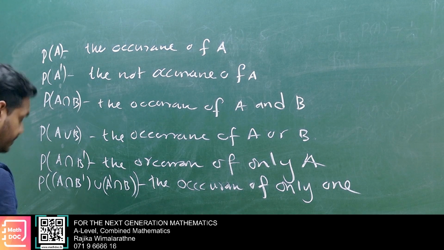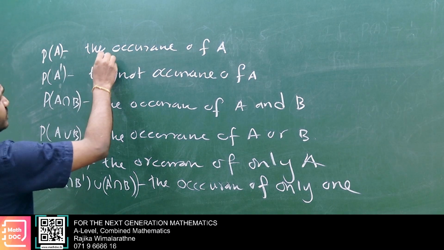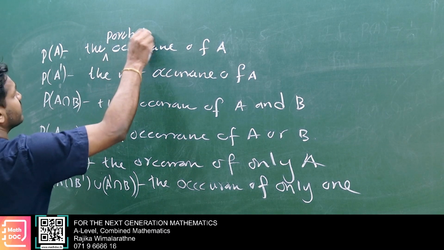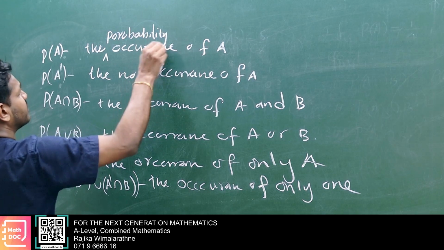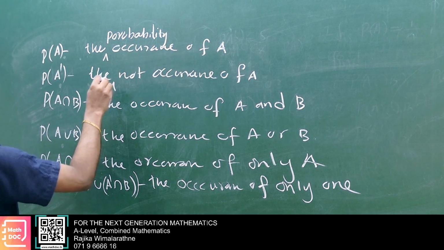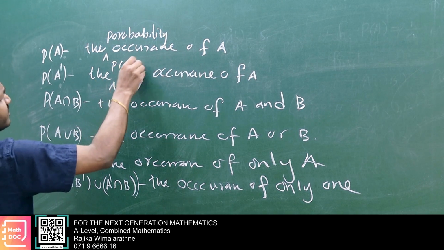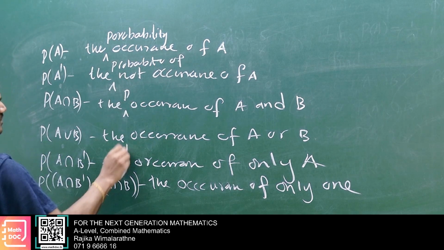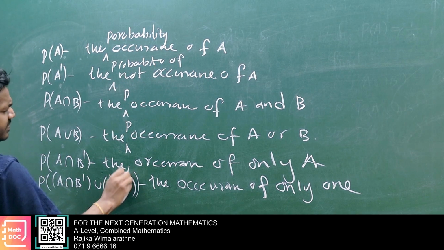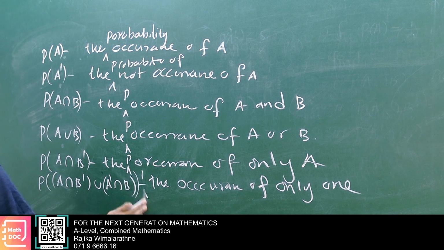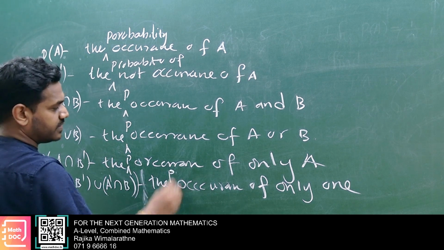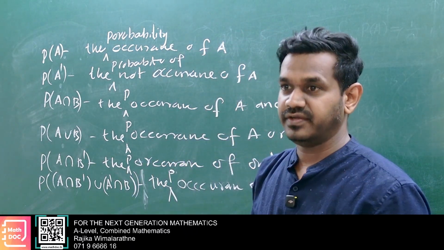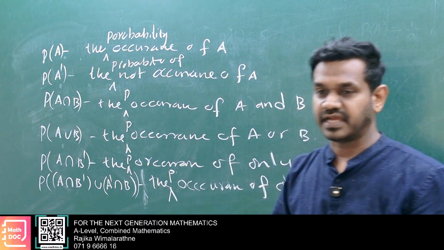Okay, no need to write all, just write one or two. The probability of occurrence of A, the probability of not occurrence of A. It goes on. The probability of, we write the word probability, no? Okay, just write one, two.